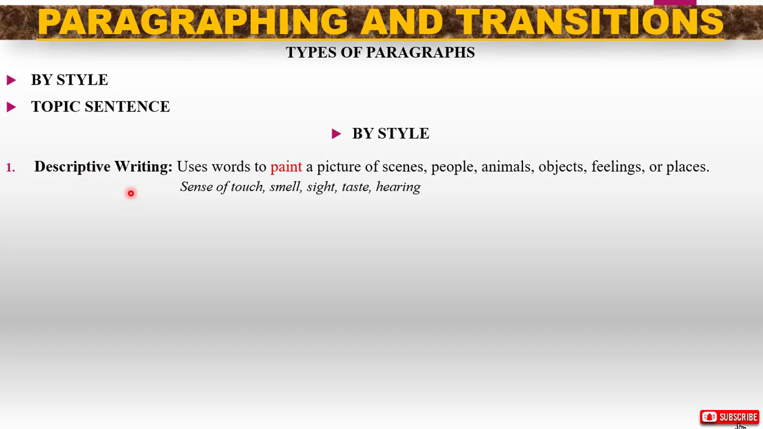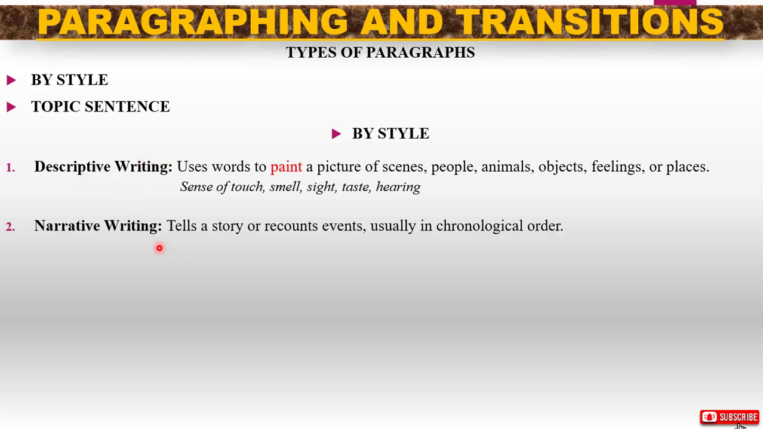Now, the next type of paragraph by style is what we call narrative paragraphs or narrative writing. This is the paragraph that tells a story or recounts events, and it is usually in a chronological order. So this means that narrative paragraphs always tell a story. Now, we have two types of these narrative paragraphs. One is that the narrative paragraph can be fictional, which means that it can be imagined, something that has been created by someone. For example, if you are telling a folk tale, then it is a fictional narrative story.